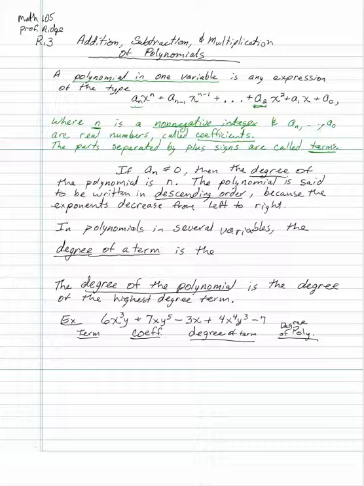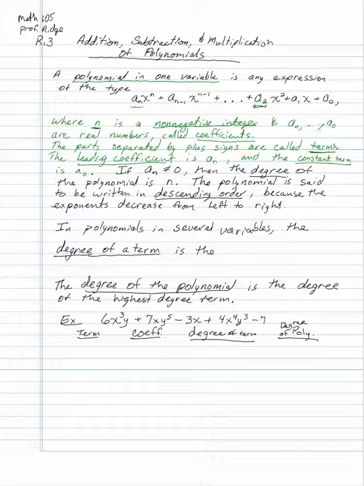The leading coefficient is a sub n, the coefficient of the highest degree term. The term that has no variable, a sub 0, we call the constant term, because it's not going to vary. Provided that first term is not 0, the degree of the polynomial is n, the degree of the highest degree term. And if we have it written from the highest degree to the lowest degree, x to the n, x to the n minus 1, down to the constant term, we call that descending order.